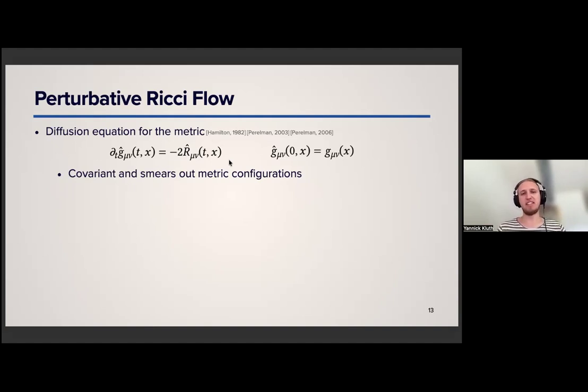And the basic idea is that we have now the metric, which is flow time dependent, and its derivative is given by this Ricci tensor that we have on the right-hand side. And the two most important things about this equation here are that it's covariant, and it smears out metric configurations in a similar way to what we have for gradient flow QCD.